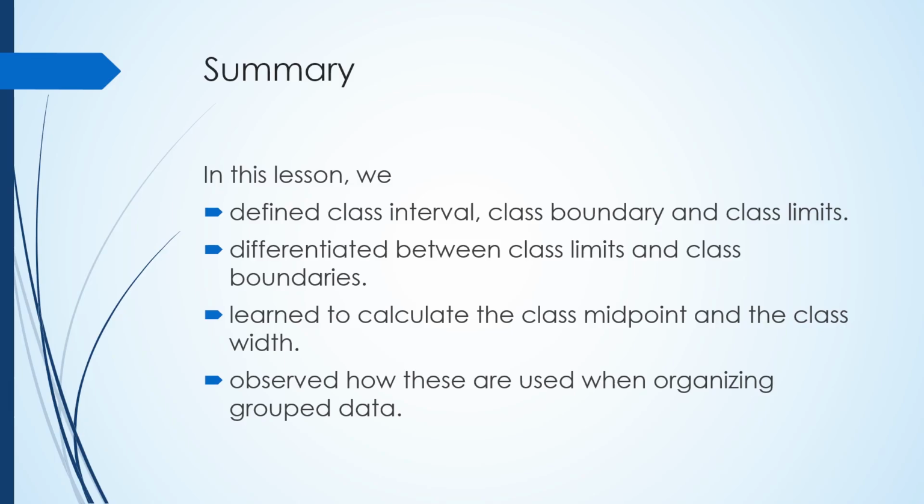Let's recap what we covered in this lesson. First, we defined class interval, class boundary, and class limits. We then looked at the difference between a class limit and a class boundary, and realized it was mostly due to the data types. Next, we learned how to calculate both the class midpoint and the class width. Finally, we saw how these concepts work together when organizing grouped data. With this in mind, we can move on to the next lesson.